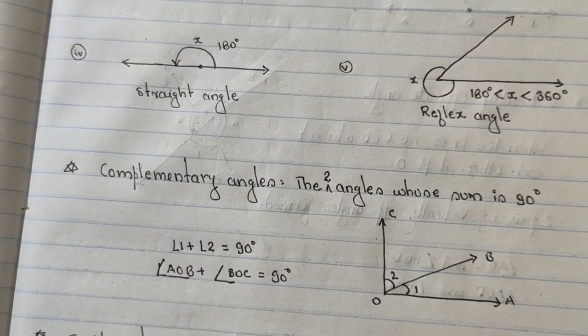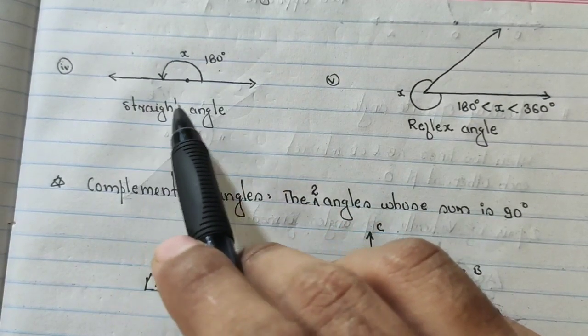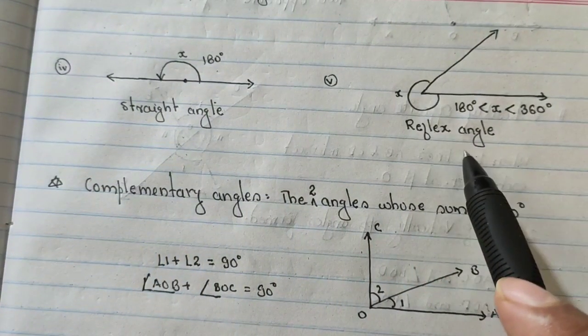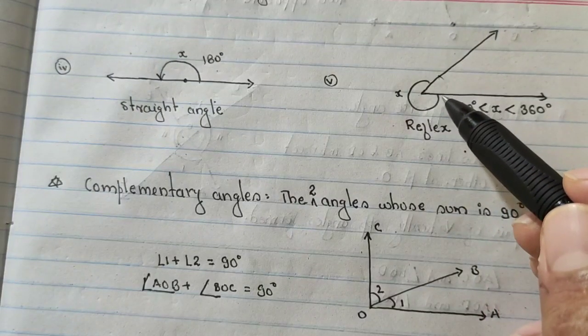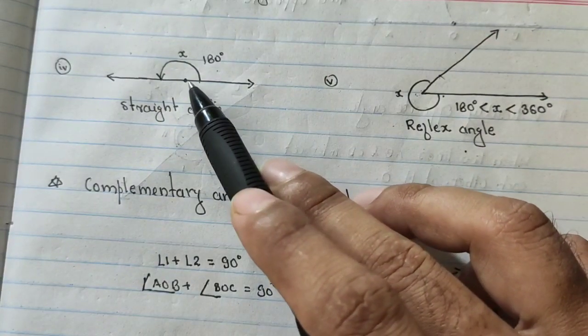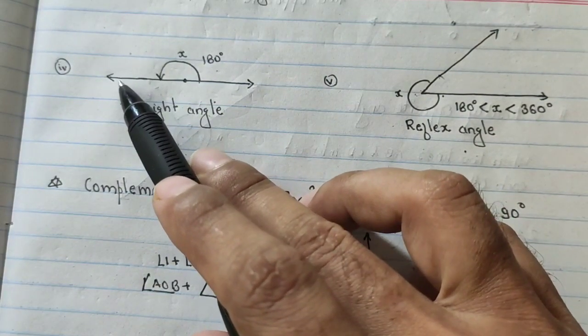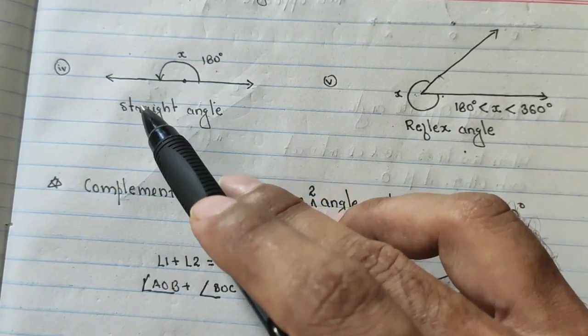Now, straight angle: an angle having a degree of 180 is a straight angle. A reflex angle, here I'm not taking this angle. Why? Because after 180 degrees, if you make this line come to this side, then the angle will increase.